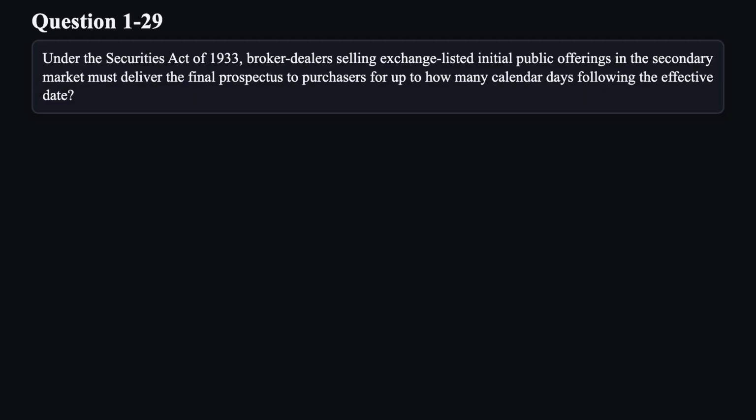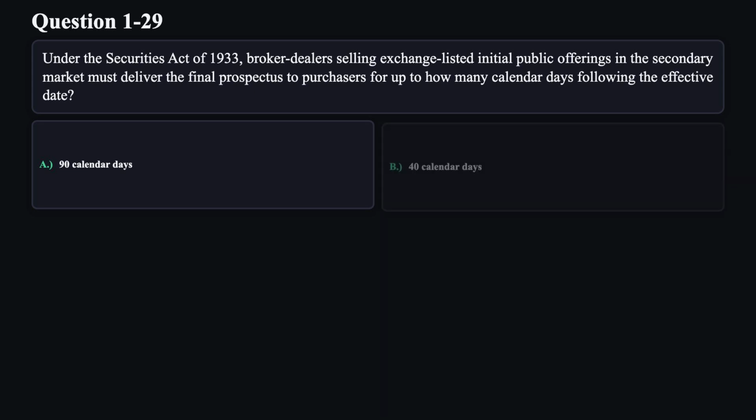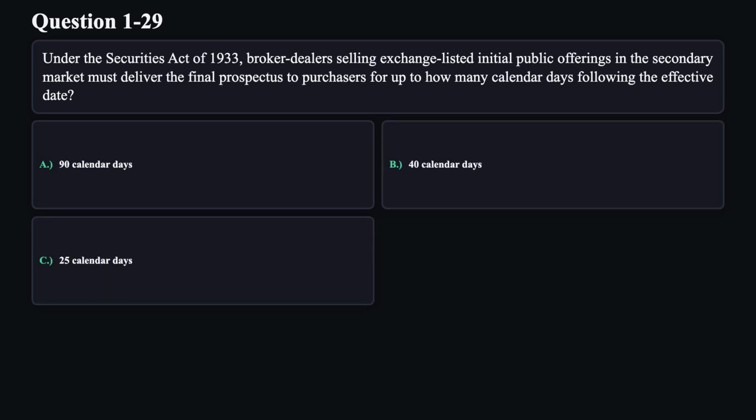Question 29. Under the Securities Act of 1933, broker-dealers selling exchange-listed initial public offerings in the secondary market must deliver the final prospectus to purchasers for up to how many calendar days following the effective date? A. 90 calendar days. B. 40 calendar days. C. 25 calendar days. D. 10 calendar days.